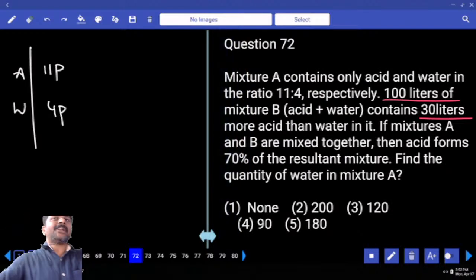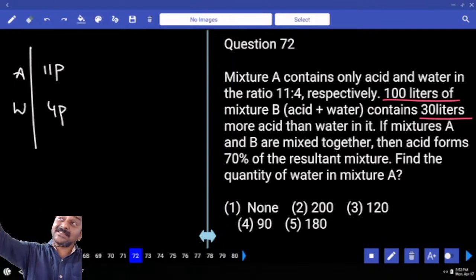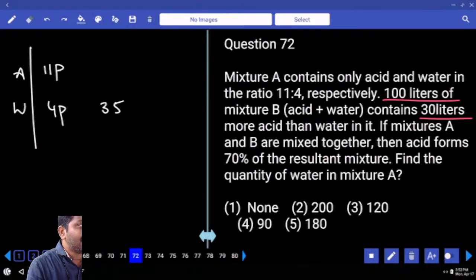One value should be 30 more, right? First, keep 30 aside. How much is left? Distribute equally, 35 each. And as it should get 30 more, 35 plus 30 is 65. Got it?